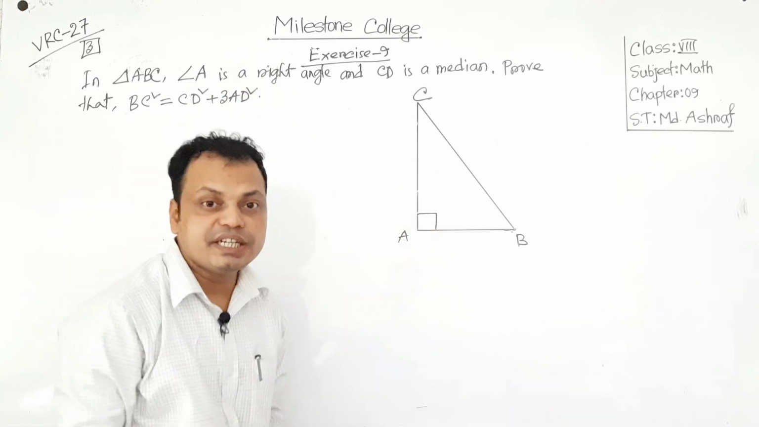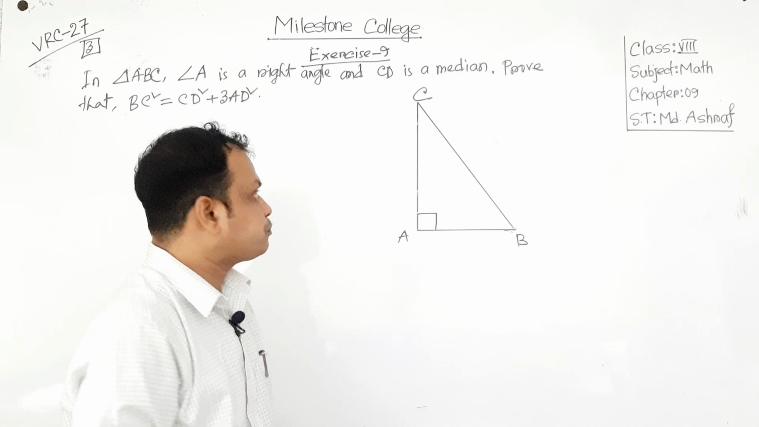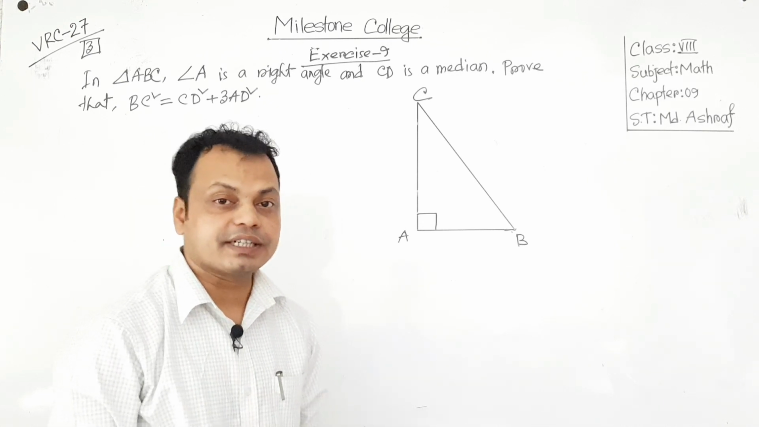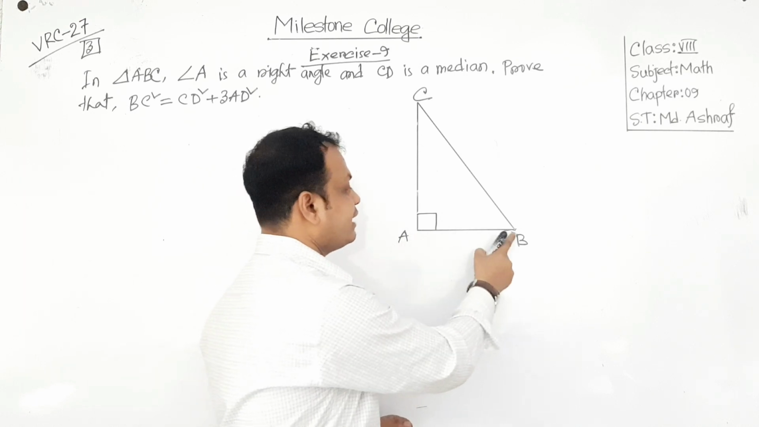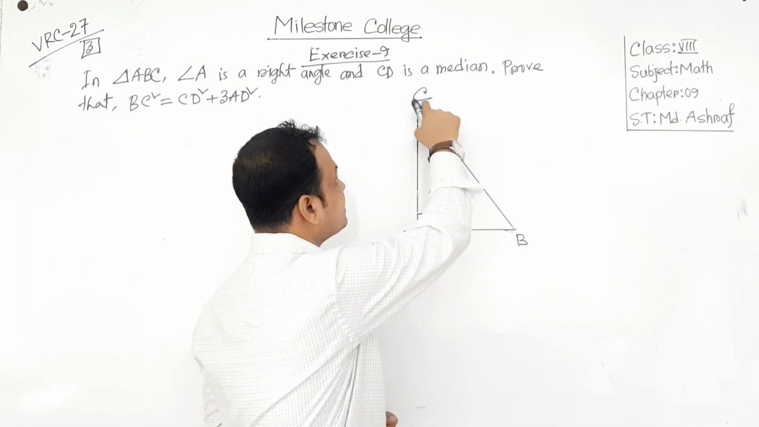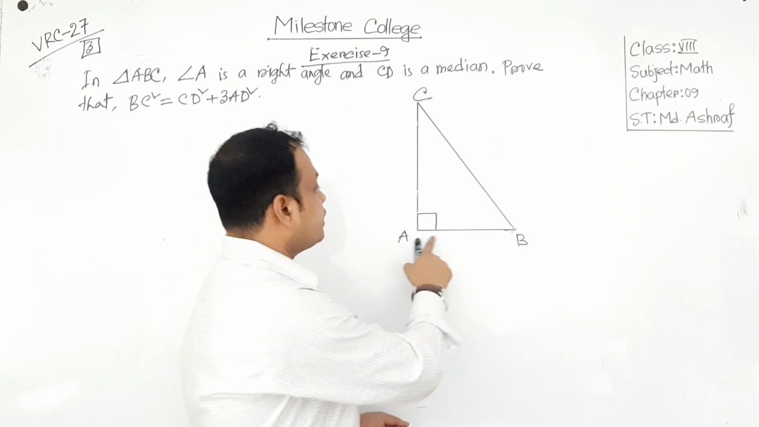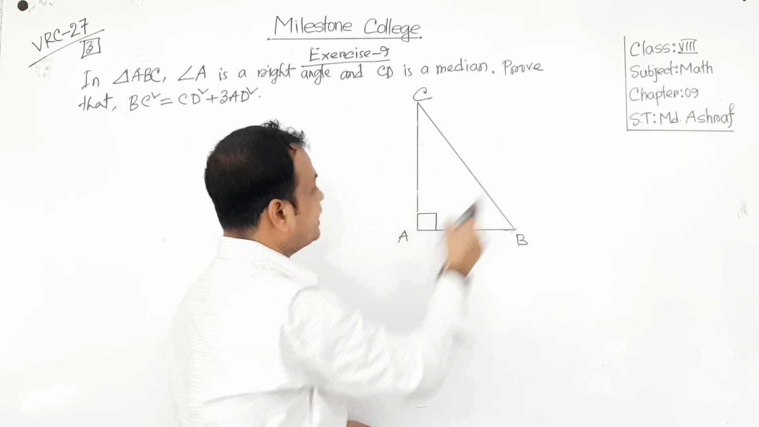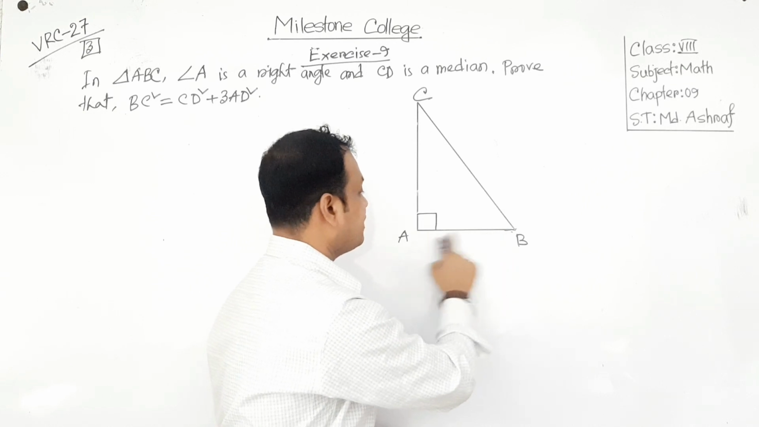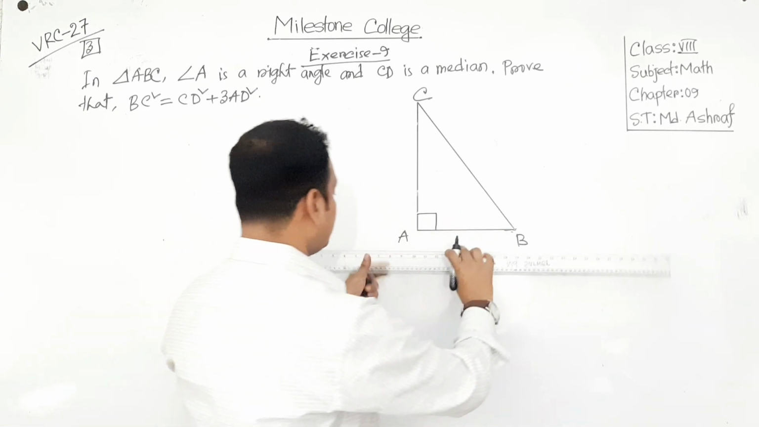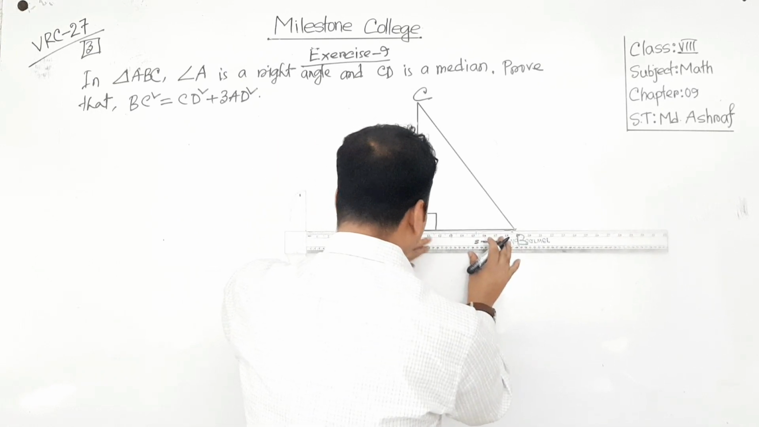Then CD is a median. So how can we get a median? A triangle has 3 vertices. Angle A is a vertex, angle B is a vertex, and angle C is another vertex. If we want to get the median CD, then at first we have to find the midpoint of AB. So how can we find the midpoint of AB?